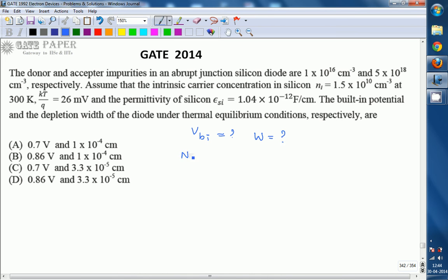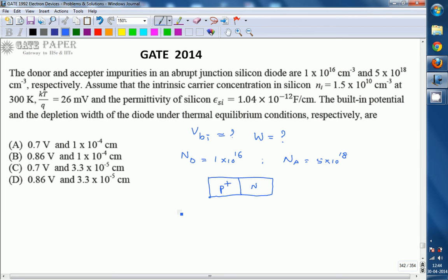What was given is nothing but the donor and acceptor concentrations. Nd is given as 1 into 10 power 16 per centimeter cube, and the acceptor concentration Na is 5 into 10 power 18. That implies this is a PN junction where the P side is heavily doped and the N side is slightly doped. So this is a P plus N junction, and we know that the depletion region penetrates more into the lightly doped side.